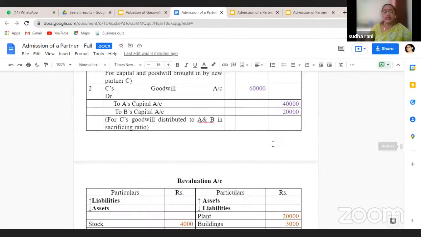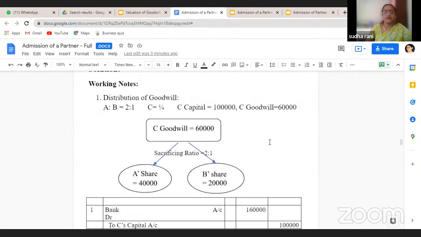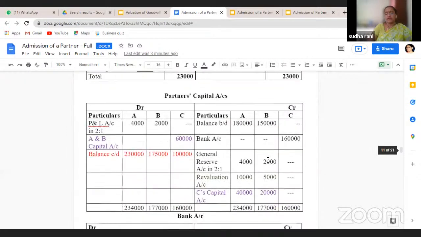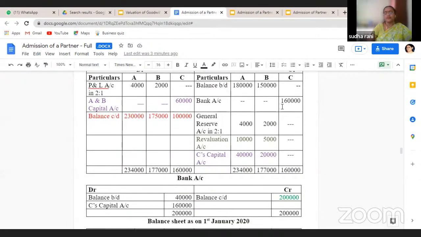And what is the total capital he brought? Capital and goodwill together. Capital 1 lakh, goodwill 60,000. See, total cash came into business. C is capital, C is goodwill. Total, how much he brought into business? 1,60,000. So same 1,60,000 will show here.